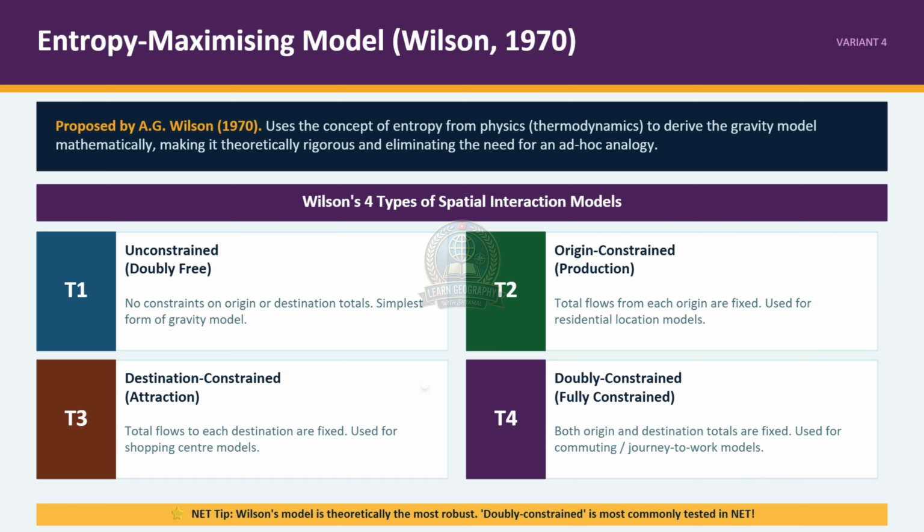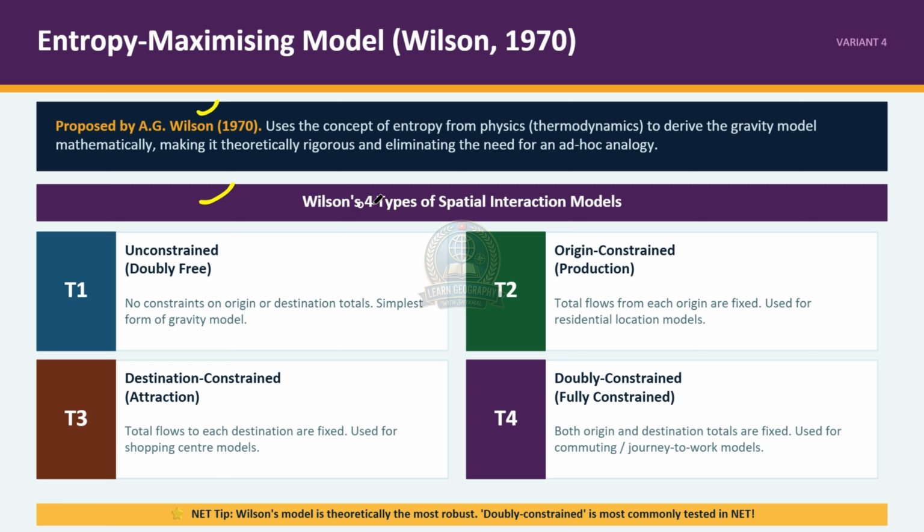Okay, the entropy maximizing model, proposed by A.G. Wilson in 1970, uses the concept of entropy from physics, thermodynamics, to derive the gravity model mathematically, making it theoretically rigorous and eliminating the need for an ad hoc analogy.